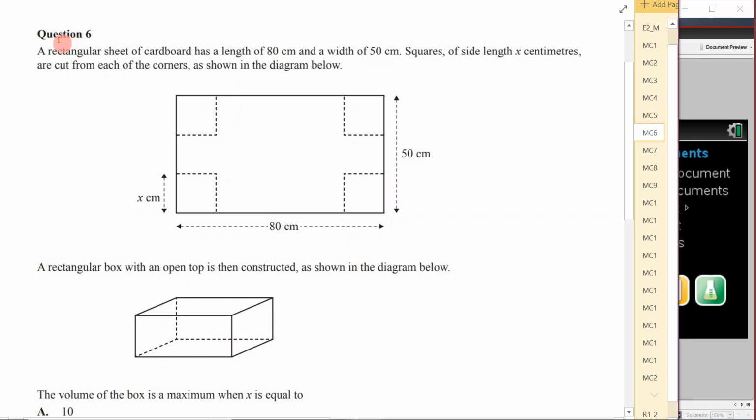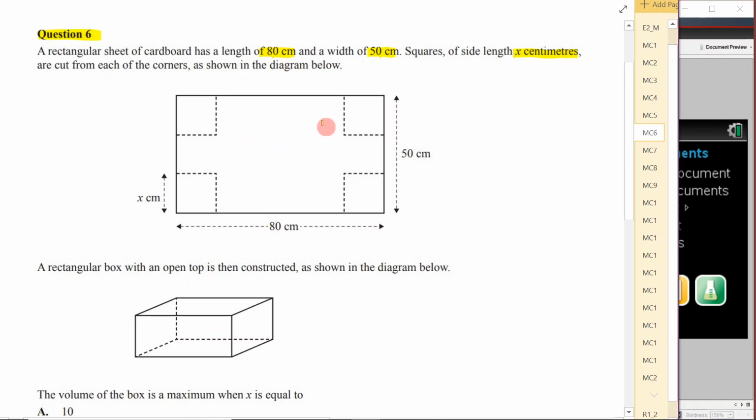Okay, so we are working through question 6. Let's give it a read. A rectangular sheet of cardboard has a length of 80 centimeters, a width of 50 centimeters. Squares of a side length x centimeters are cut from each of the corners as shown below.